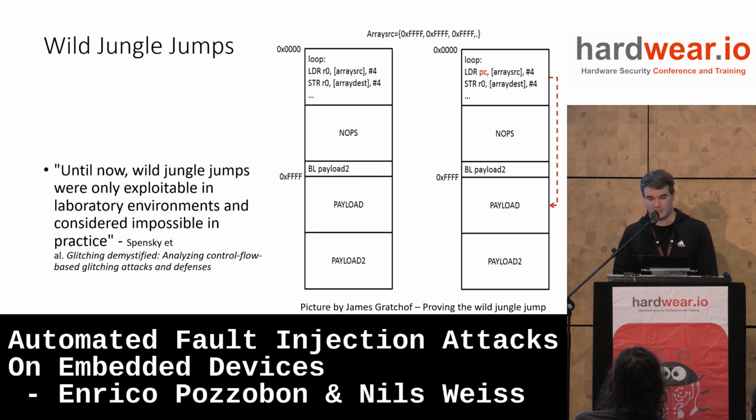Then next we looked at this entire class of attacks, which is the wild jungle jumps. Basically, the concept here is that if the attacker can control a wide enough area of the memory map of the target, we can just corrupt randomly the program counter to jump somewhere where we control the memory. However, these were considered to not be very exploitable outside of laboratory settings for some reasons.